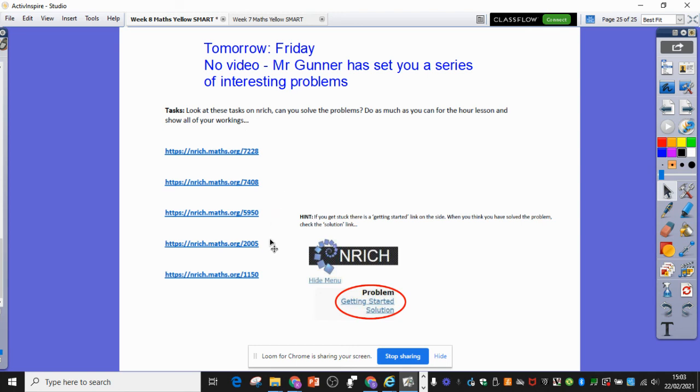Now, I had a sneak preview at some of these, and some of these I fancy doing more than others. You might do the same. So I'd start off with the ones you really want to do, or you could go to the ones that you think you need a bit more expertise on. But you've got 5 to choose from. You don't have to do all 5. You can do as many as you can in the hour's lesson and show your workings out.